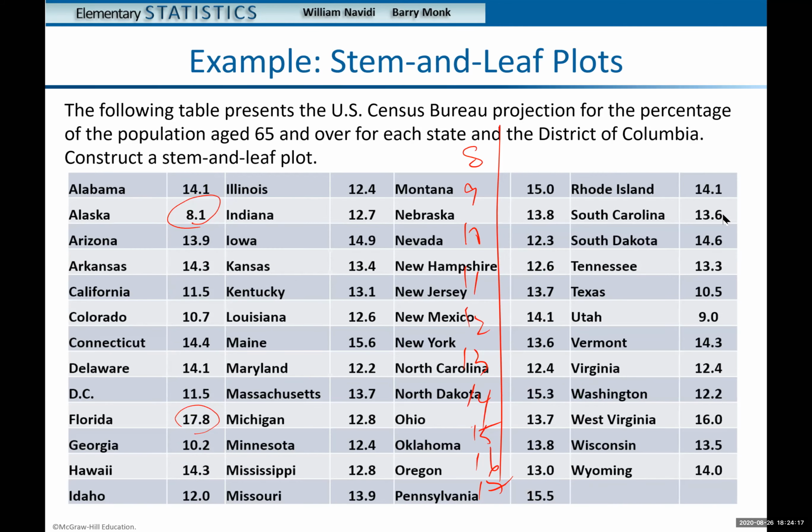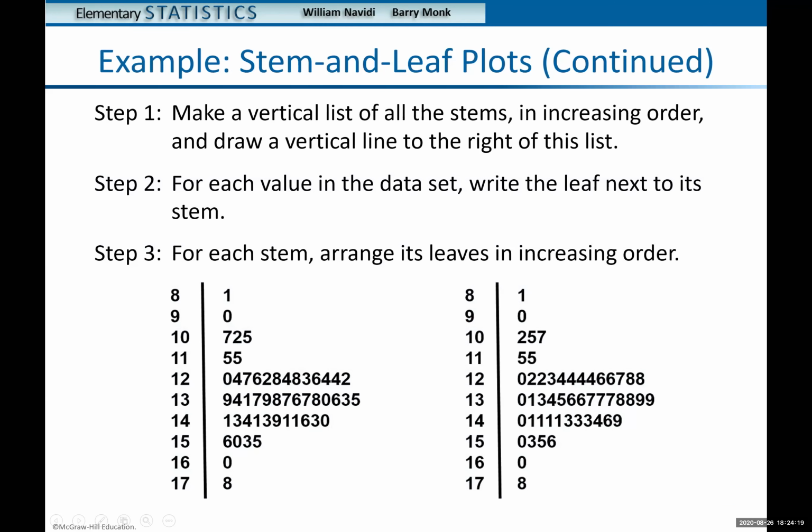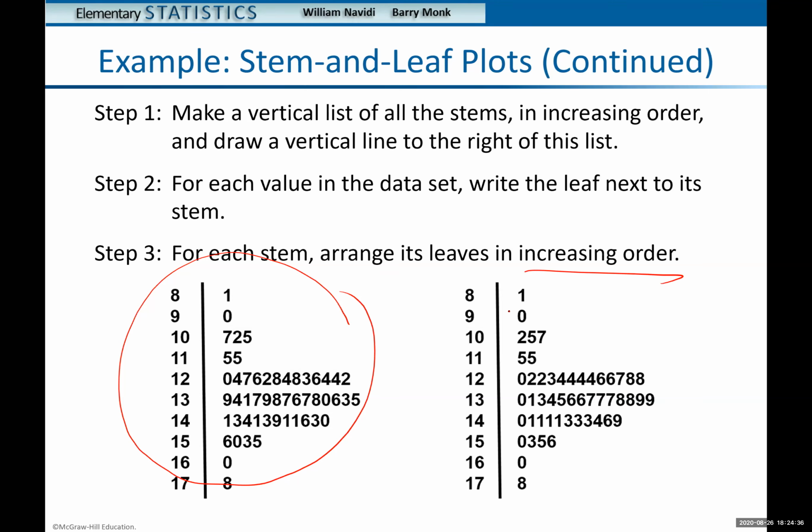Oh, we have it here. So when you tally all those, you're gonna see something like this, right? Just like what you saw for 14, 1, 3, 4, 1, and so on and so forth. Then again, arrange it in increasing order. So 8, 1, 9, 0, 7, 2, 5. Arrange this in order. So that's why it's going to be 2, 5, 7.